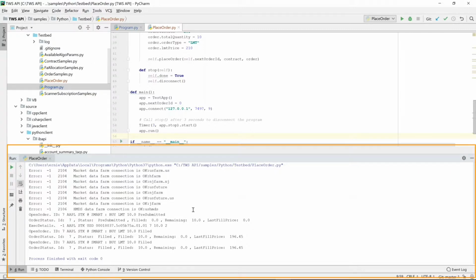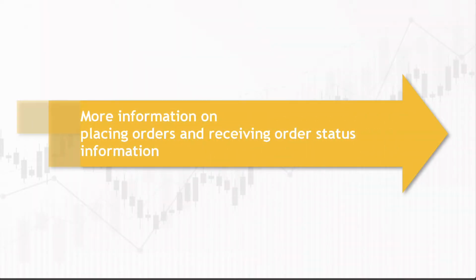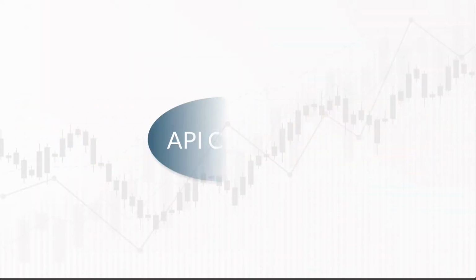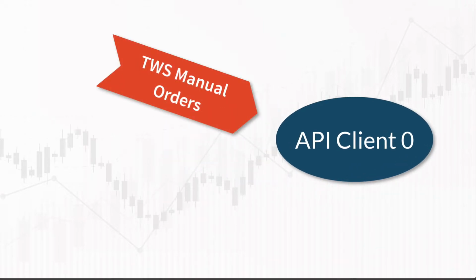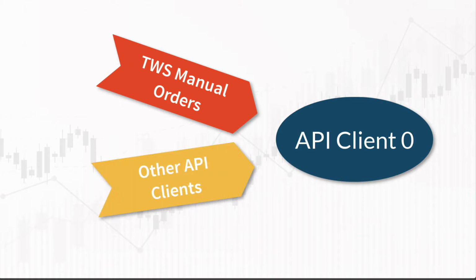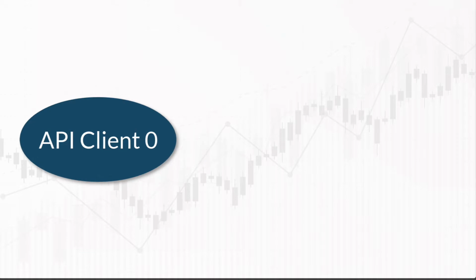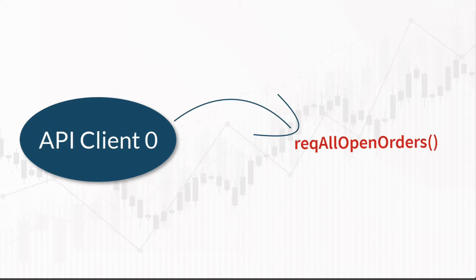Now we'll discuss briefly some other information about placing orders and modifying orders, which is important. The API client can also be designed to receive information about orders placed by other means, such as orders placed in TWS manually or by other connected API clients. This can be done in several ways. At first, an API client can invoke the function reqAllOpenOrders to receive a snapshot of all order status updates, all order statuses information for all orders in the account at that moment.